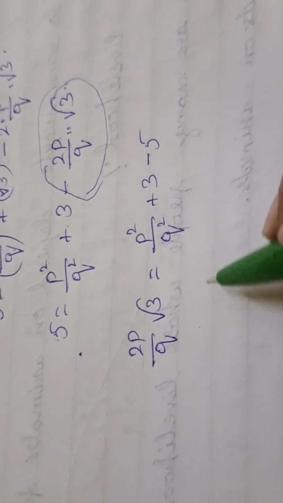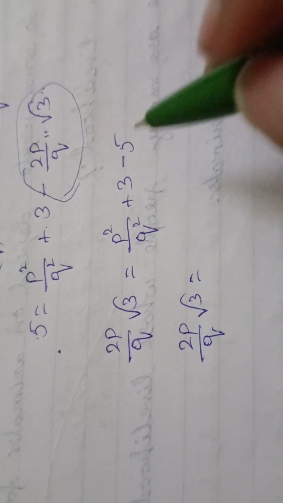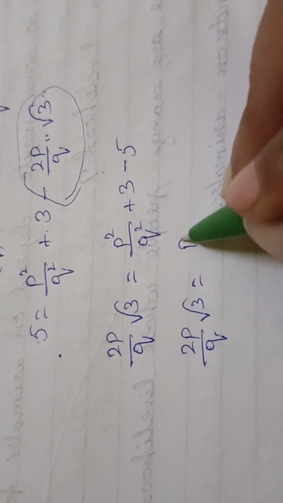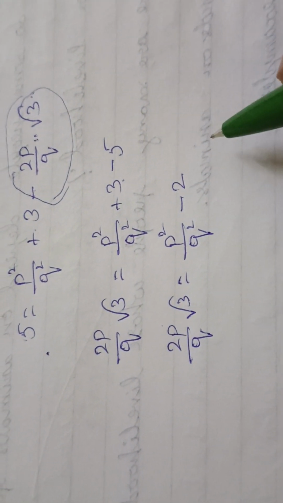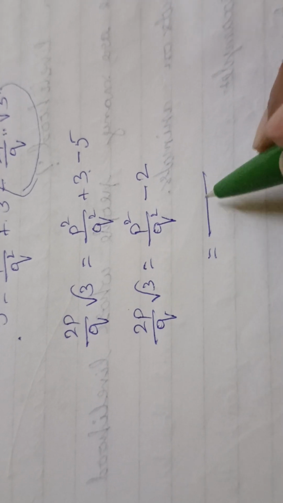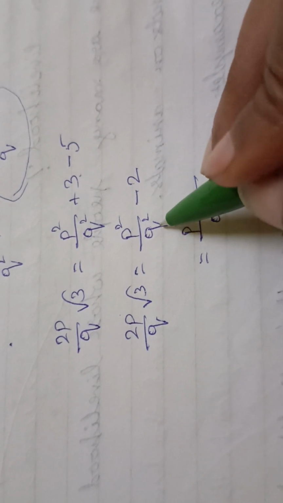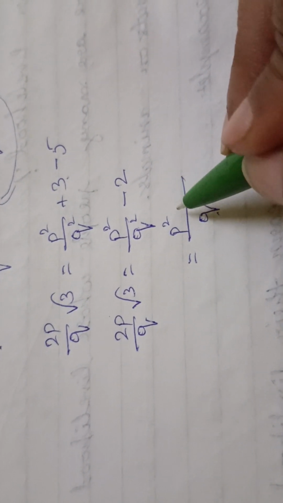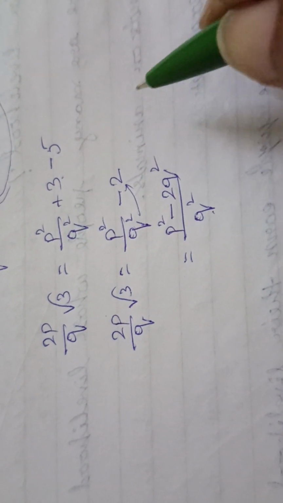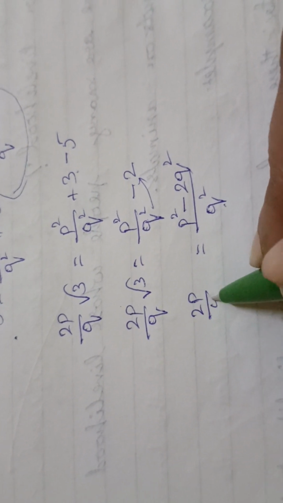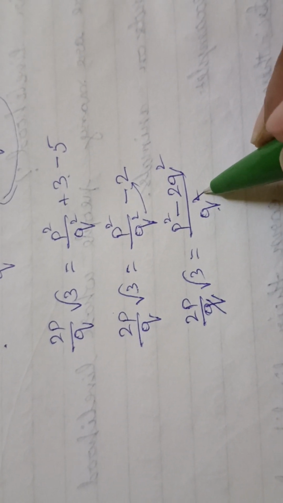Okay, now next step, 2p by q root 3 is equals to p square by q square, 3 minus 5 is minus 2. Okay, now here taking the LCM as q square, we can write the numerator p square as it is because the denominator and here the LCM are same, minus multiply these two, so you get 2q square. Here it is 2p by q root 3. So here one q and in this one q getting cancelled.